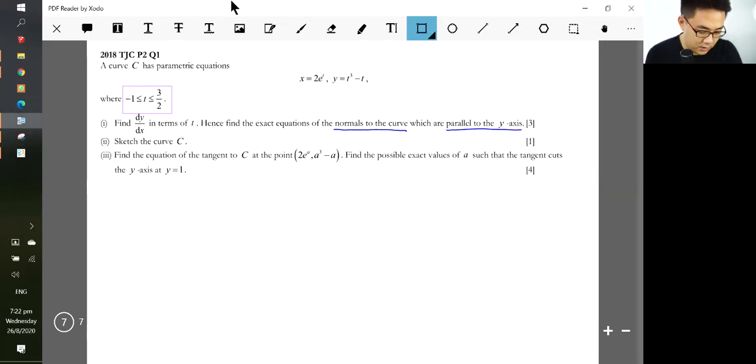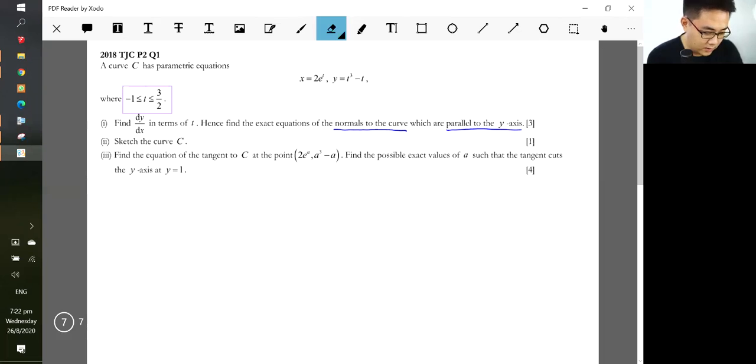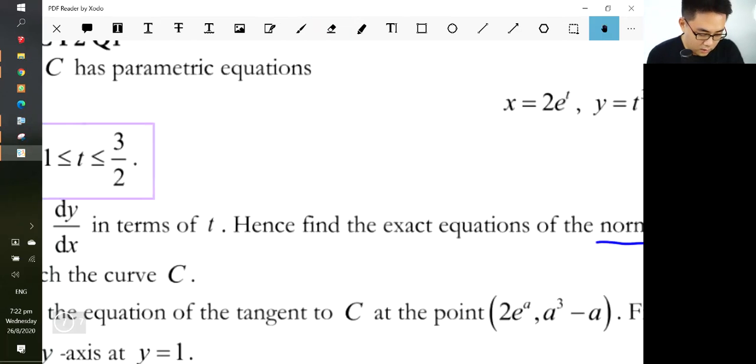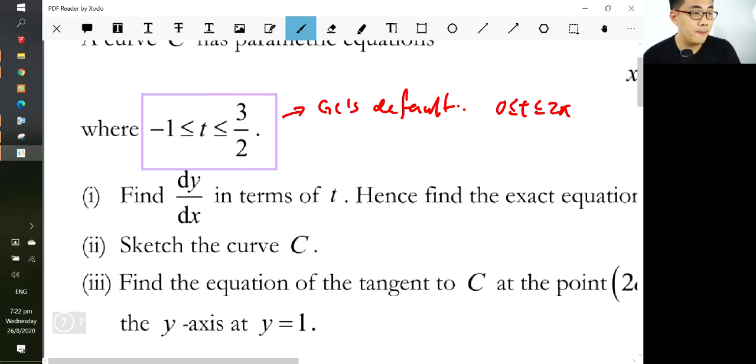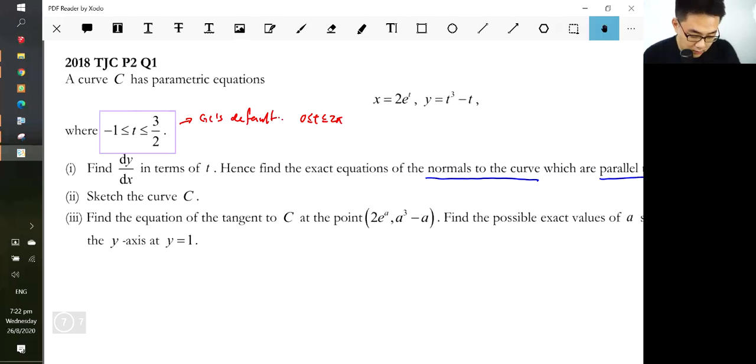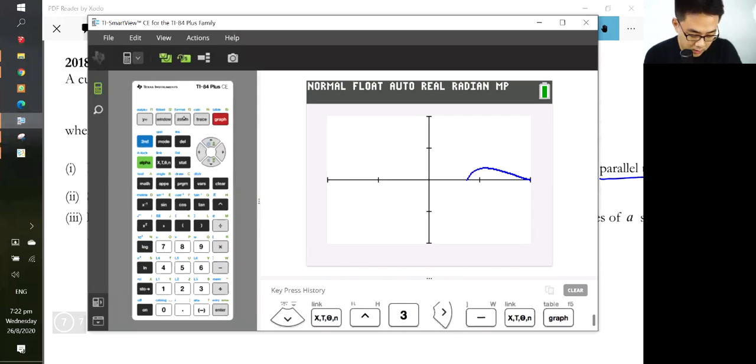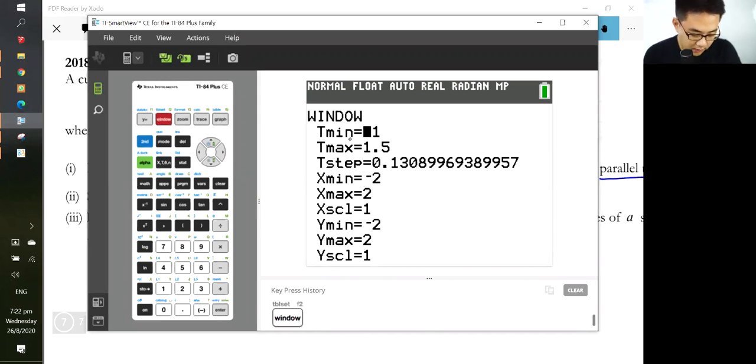Now remember your GC's default. I'm just going to write this down so that you'll remember. GC's default here is 0 to 2 pi. So just remember that: GC's default is 0 to 2 pi. So you change this from minus pi, so -1 to 1.5. So zoom out.